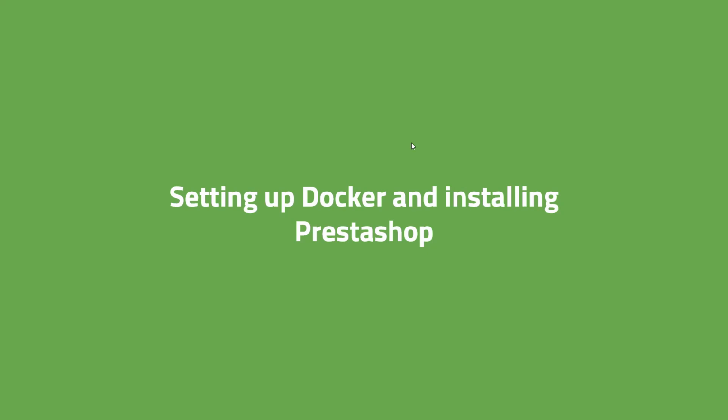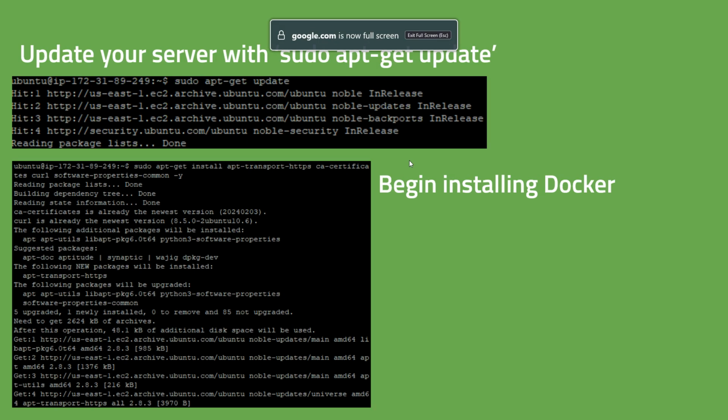Hello, in this tutorial we'll be setting up Docker and installing Prestashop on the Ubuntu instance we created last time. So the first thing we need to do is update our server with the sudo apt-get update command. As you can see, we wrote it here, and from that we can begin installing Docker.